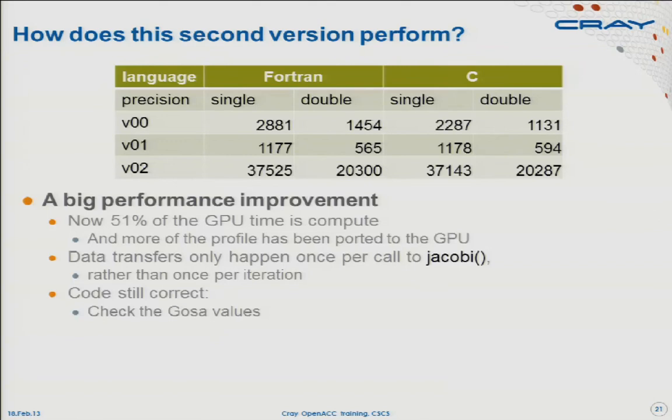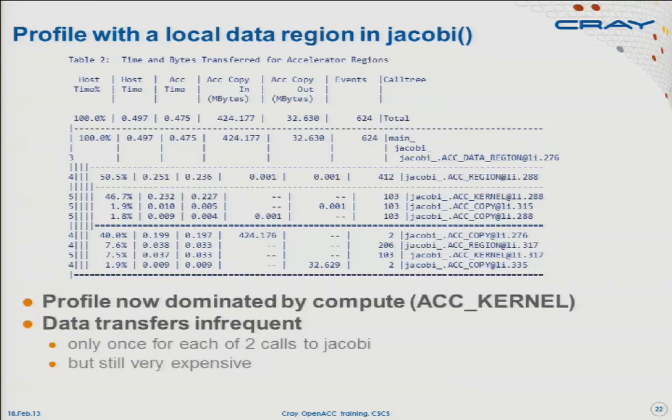And we haven't done any tuning. We haven't worried about threads per block or anything like that. All we've said is parallel loop and a data region. Now 51% of the GPU time is compute. Data transfers are only happening once per call to this Jacobi routine. And the GOSA values, the error values, if we check them, are still correct. That's just what the profile looks like.